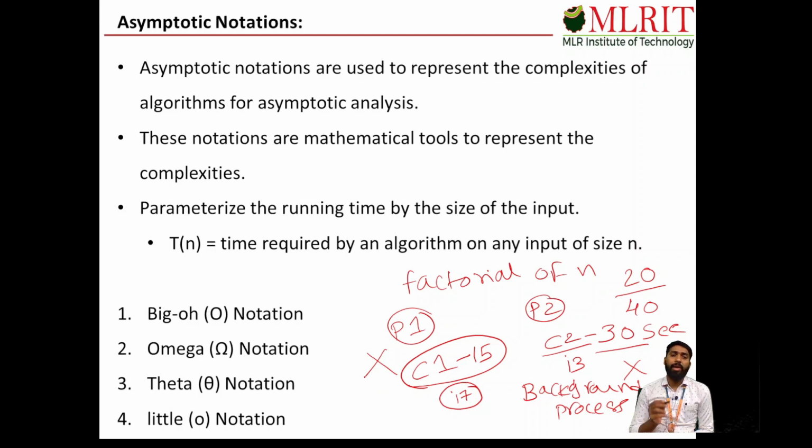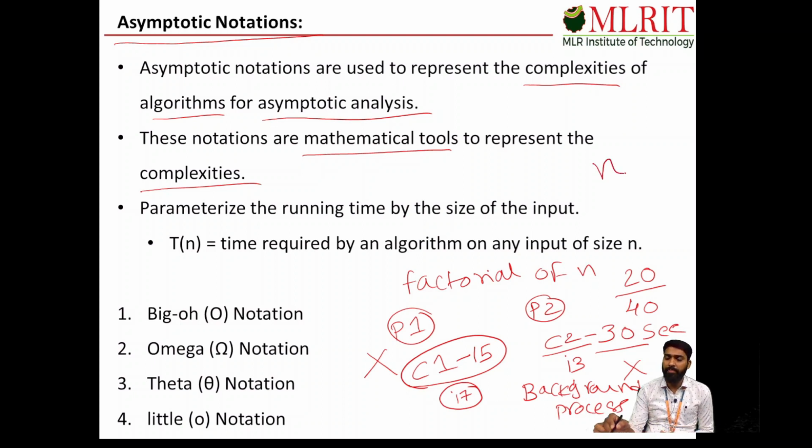So to analyze any algorithm, we need some mathematical model. Those models are asymptotic notations. What are asymptotic notations? Asymptotic notations are used to represent the complexities of algorithms for asymptotic analysis. These notations are mathematical tools to represent the complexities. Normally we express the time complexity in terms of n. We parameterize the running time by the size of the input, n. So T of n equals the time required by an algorithm on any input of size n.